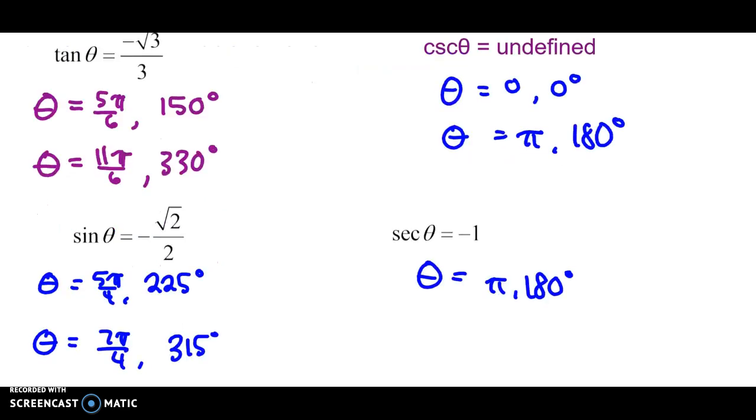All right, so let's check our answers here for cosecant of theta being undefined. I looked at where it would give me 0 as my denominator, so that would be at 0 and 0 degrees, and pi and 180 degrees. For sine of theta equaling negative square root of 2 over 2, I looked at where my y value is negative, so that would be at 5 pi over 4, 225 degrees, or at 7 pi over 4, 315 degrees. And last but not least, secant of theta equaling negative 1, that would be at pi and 180 degrees.